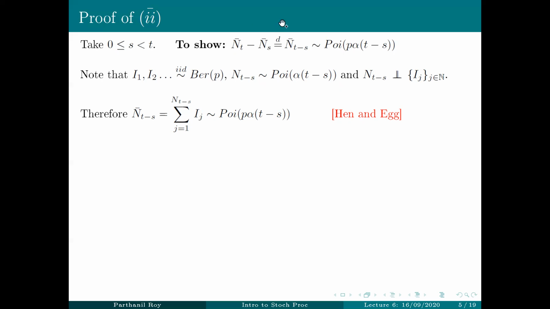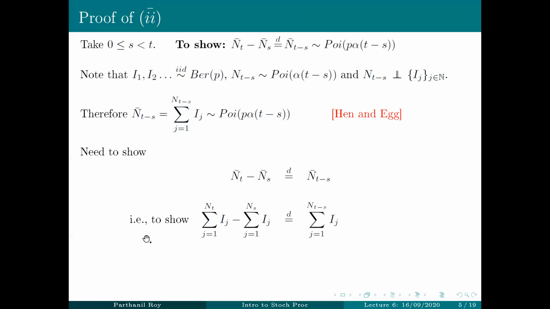So we are left to show this equality of distribution. We need to show that N bar t minus N bar s has the same distribution as N bar of t minus s. That is to show what is N bar t. Recall that N bar t is the sum of I_j's, j running from 1 to N_t. Similarly, N bar s is the same thing, where instead of running the sum all the way up to N_t, we run the sum up to N_s. So we have just written longhand what is N bar t and what is N bar s. Similarly, on the right hand side, we have written longhand what is N bar of t minus s.